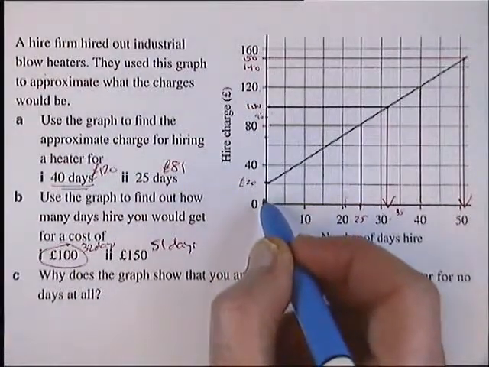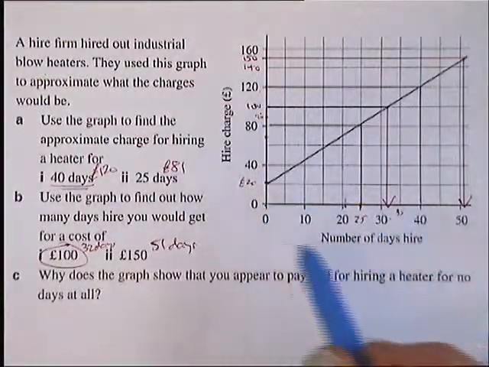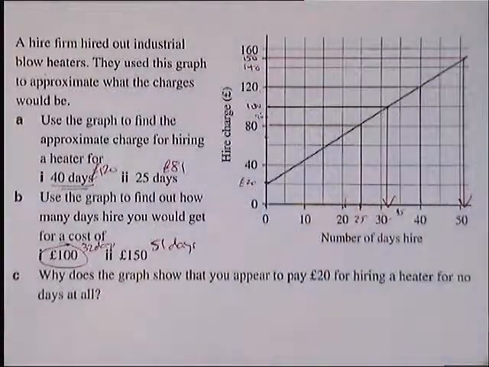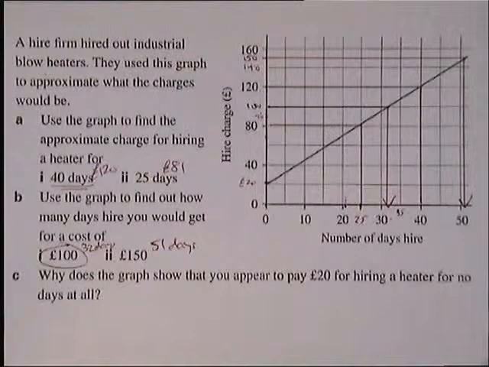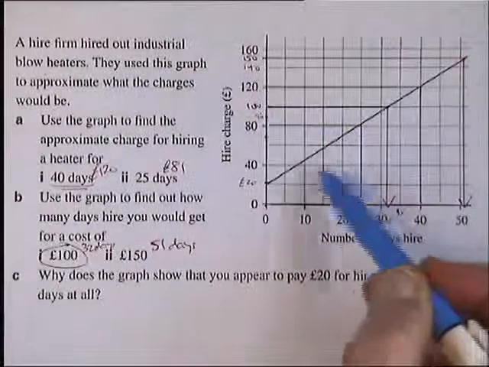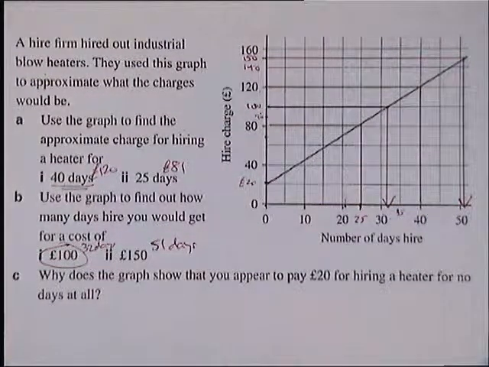Well, that doesn't really make sense. What is actually happening here is you have to pay £20 regardless of how long you have the heater. It's £20 plus extra, but everybody pays at least that first £20. Sometimes it's called a standing charge or a fixed charge, but it means basically everybody pays £20 and then they start paying so much per day.